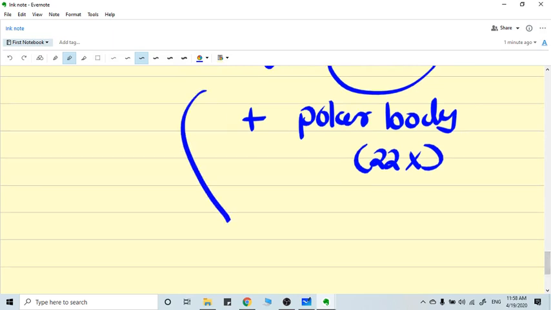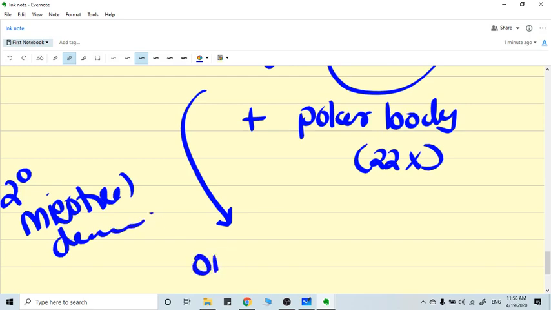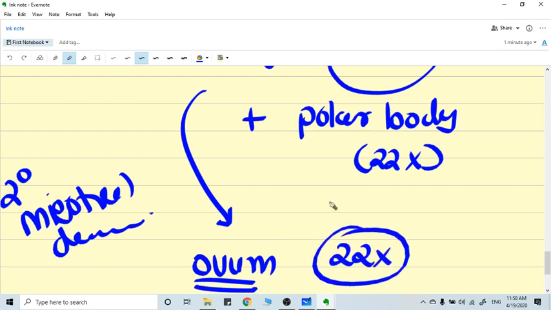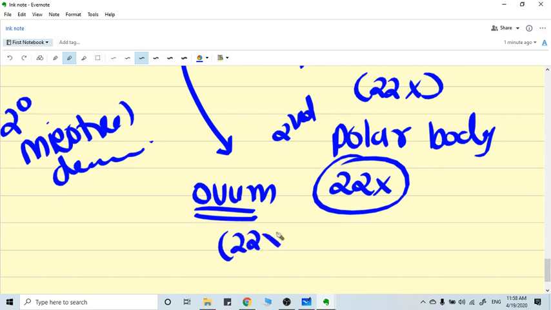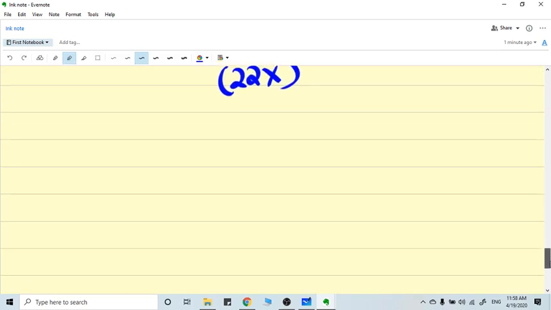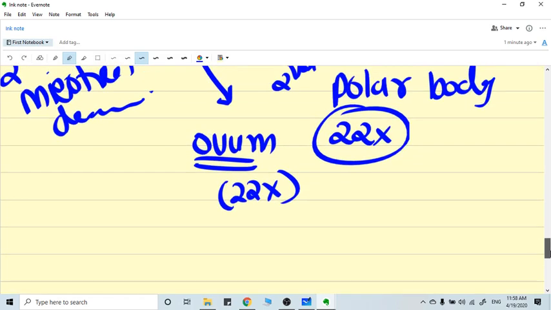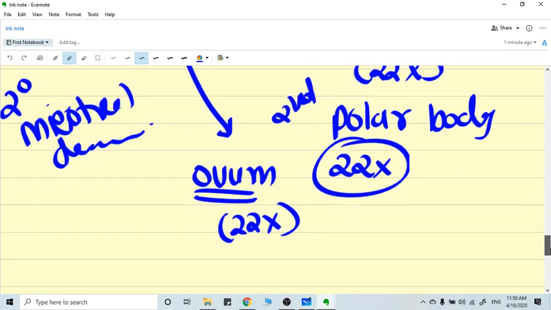The secondary oocyte again completes its secondary meiotic division and becomes ovum, along with again another 22X genome wasted, that is called the second polar body. Ovum has 22X only. Okay, the two polar bodies are generated when the ovum generates itself.